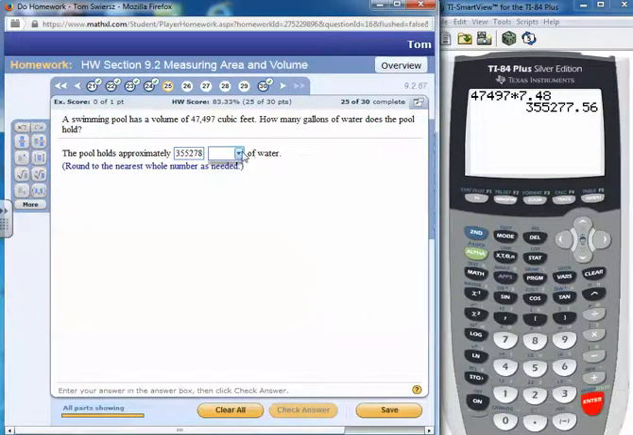355,278, and again we converted to gallons, which is already a capacity, so we don't need to square it. It's gallons just as a unit by itself.